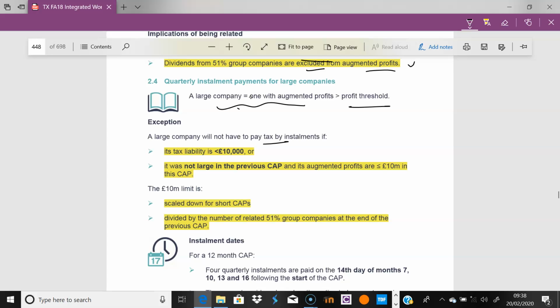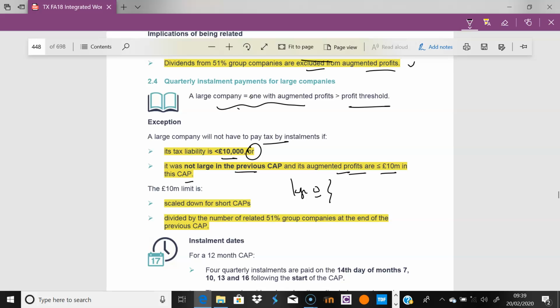You will not have to pay your taxes by installments if your tax liability is less than 10,000, or, a pretty big one, if it was not large in the previous CAP and your augmented profits are less than 10 million in this CAP. So again, it's just an exception. What you'll see in questions typically is they'll highlight the fact that in the previous CAP it was a large company. If it wasn't large, then you're exempt, provided your augmented profits are less than 10 million.